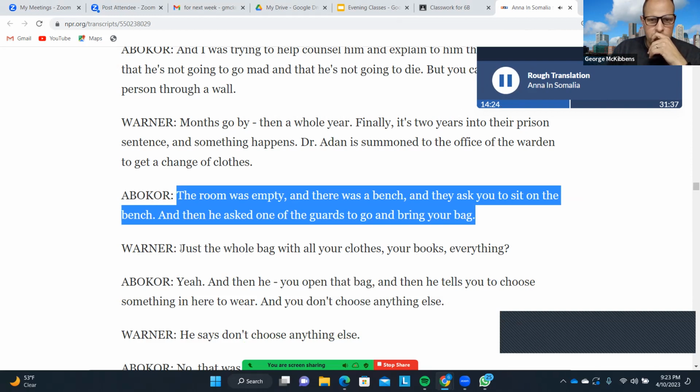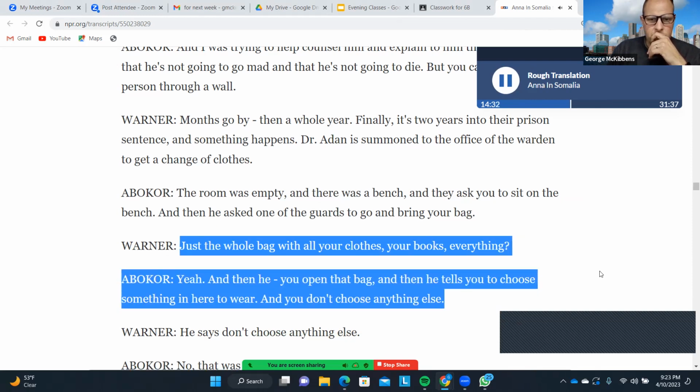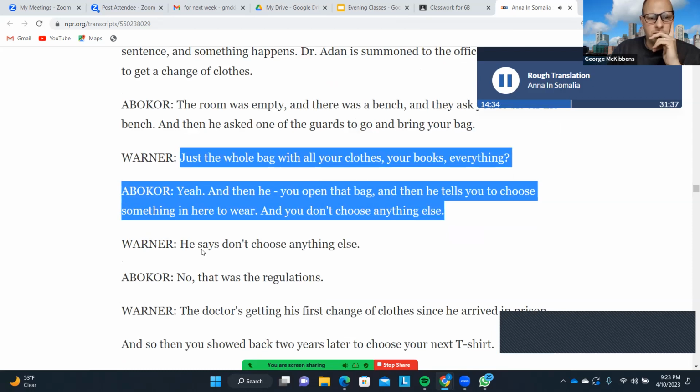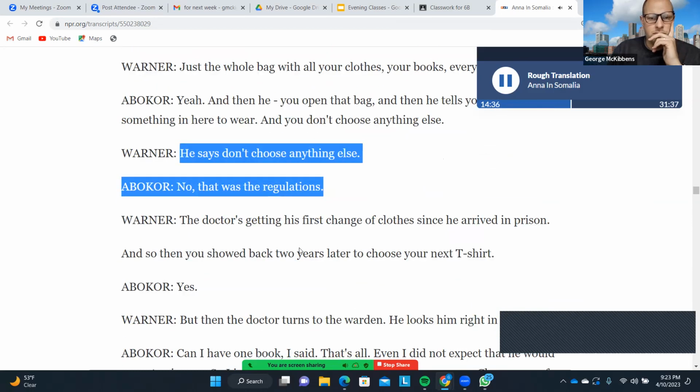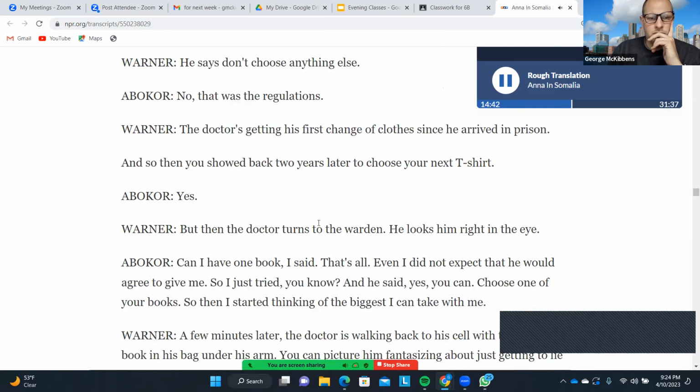And then you open that bag, and then he tells you to choose something new to wear. And you don't choose anything else. He says, don't choose anything else. No, that was the regulations. The doctor's getting his first change of clothes since he arrived in prison. And so then you showed back 2 years later to choose your next t-shirt. Yes. But then the doctor turns to the warden.